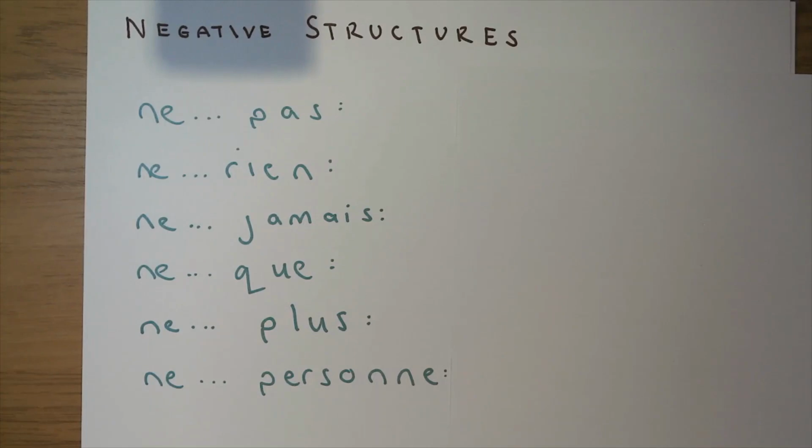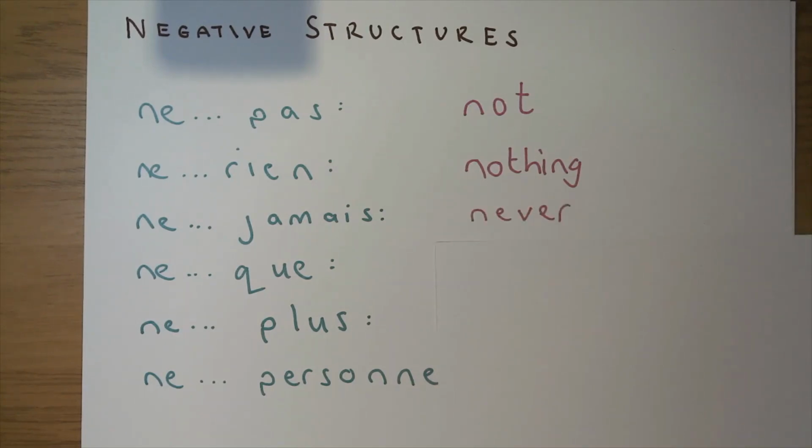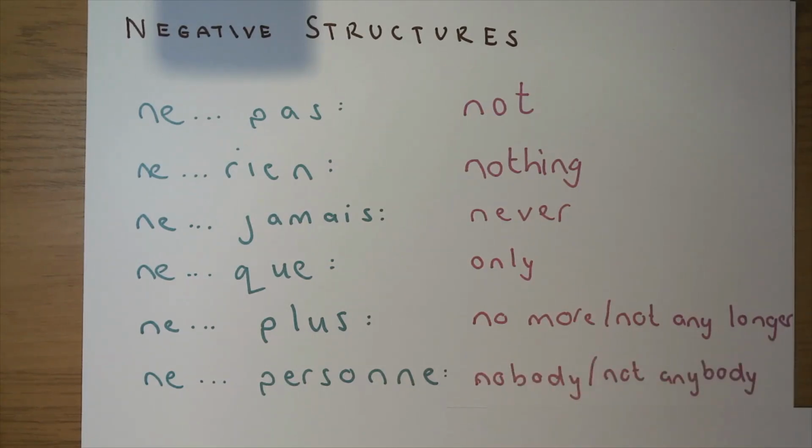So we've got meaning with ne pas, which is not. We've got ne rien, which is nothing. We've got ne jamais, which is never. We've got ne que, which is only. We've got ne plus, which is no more or not any longer. And finally, we've got ne personne, which is nobody or not anybody.